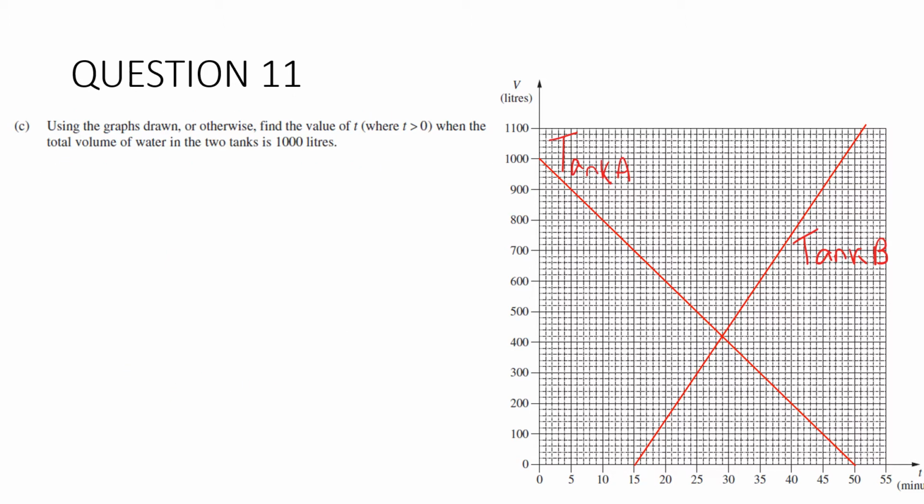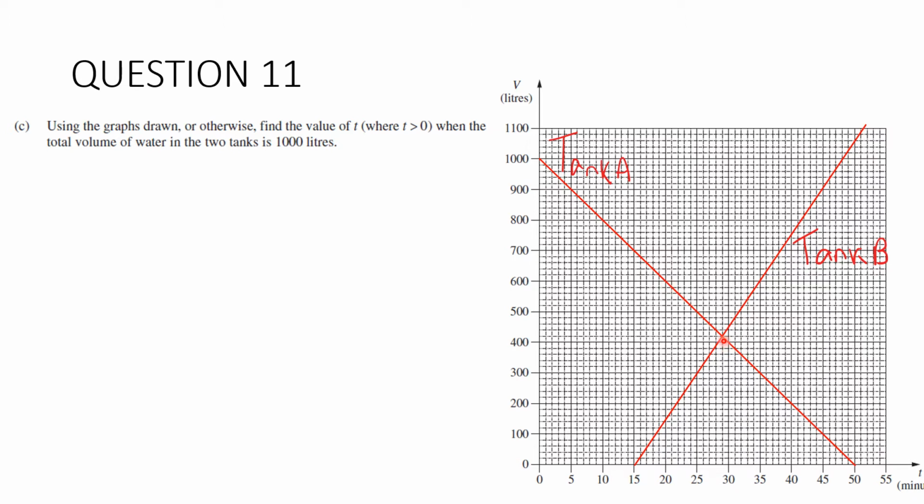Part C, using the graphs drawn or otherwise, find the value of T, where T is greater than 0, when the total volume of water in the two tanks is 1,000 litres. Okay, we just need to look at various points and see which one's going to fit. So we'll start here at T equals 15 minutes. The volume of water in tank B is 0, and in tank A is 700. Having a look at 20 minutes, we have got 150 litres here and 600 litres.